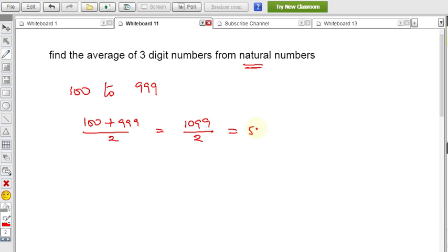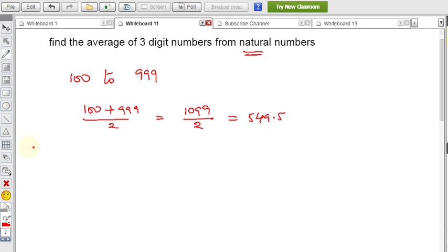1099 divided by 2 is 549.5. So this is the average of the 3-digit numbers from the natural numbers. Similarly, they will ask different questions, but the content is the same.